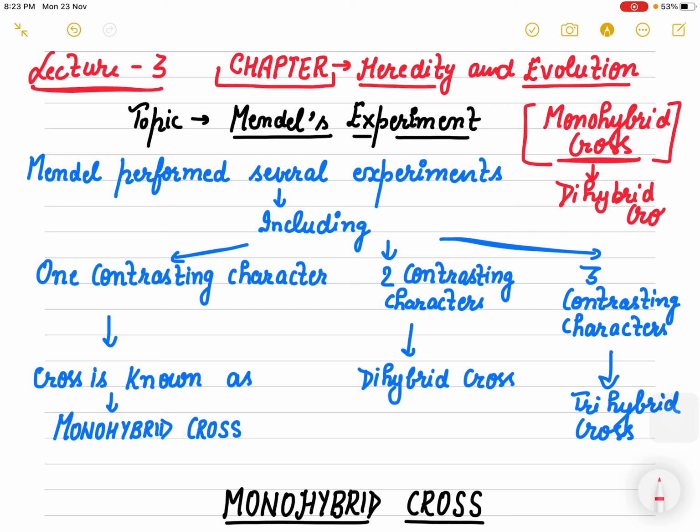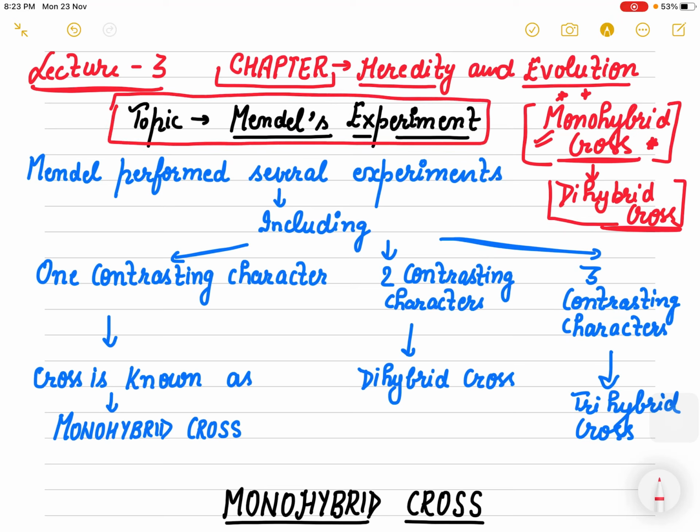In today's lecture, I'm going to teach you how to draw this cross, as this cross is very easy. So we are definitely going to understand this cross, as well as the laws which can be explained by this monohybrid cross. But before that, let's talk about what our today's topic is all about. We are going to talk about Mendel's experiment.